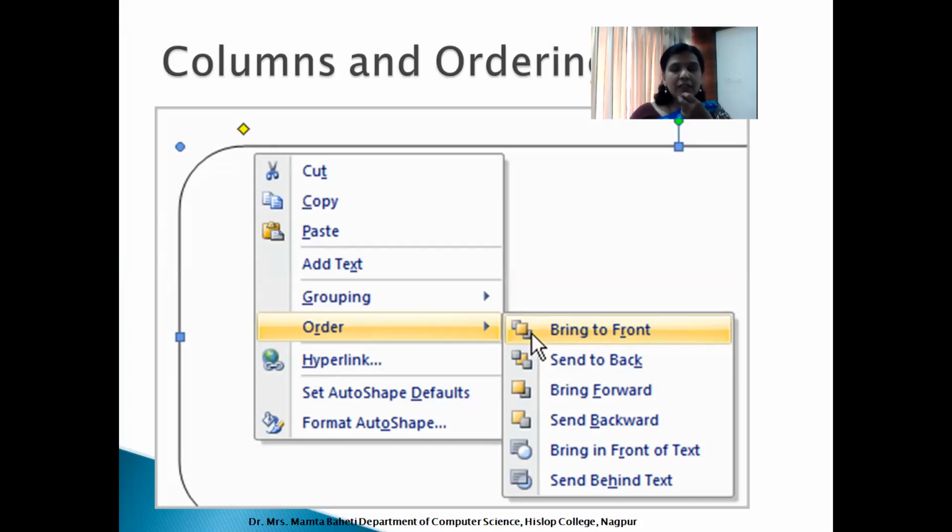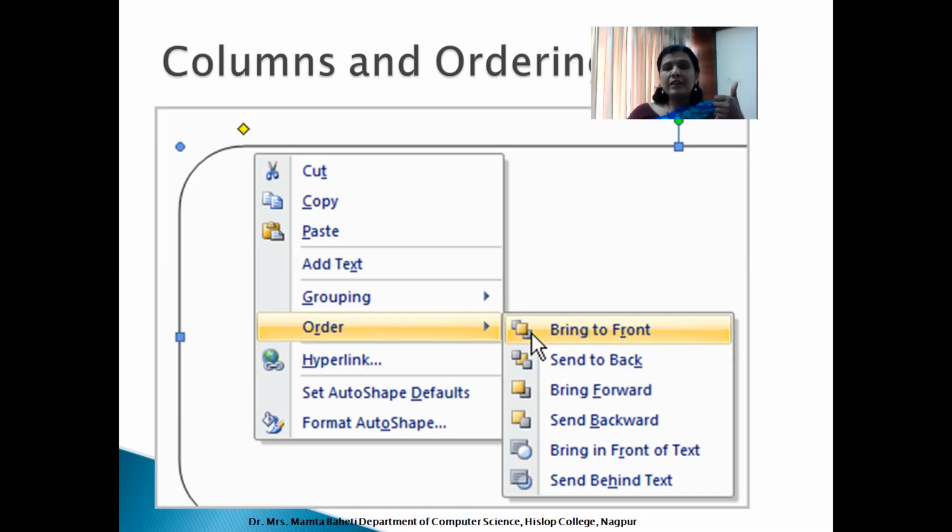Suppose I'm selecting the object and right clicking on it. There you will find a pop-up menu is displayed. From there, I'll click on Order, and from that Order menu, we can select any of these 6 options. First is Bring to Front. Second is Send to Back. Third is Bring Forward. Fourth is Send Backward. Then Bring in Front of Text and Send Behind Text.